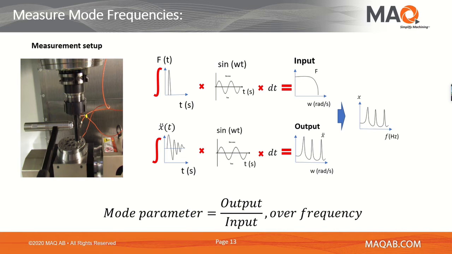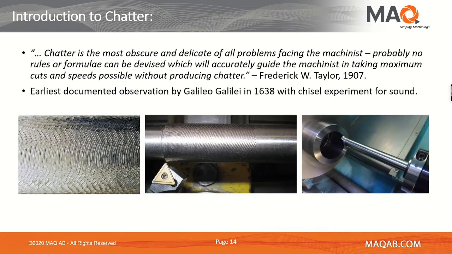This is the basic principle of how we look at the time domain signal and how we transform it into the frequency domain. We divide the output by the input, and then we can find out which frequencies the tool gets easily excited at. This is how we get the mode frequencies of a typical machine tool structure.